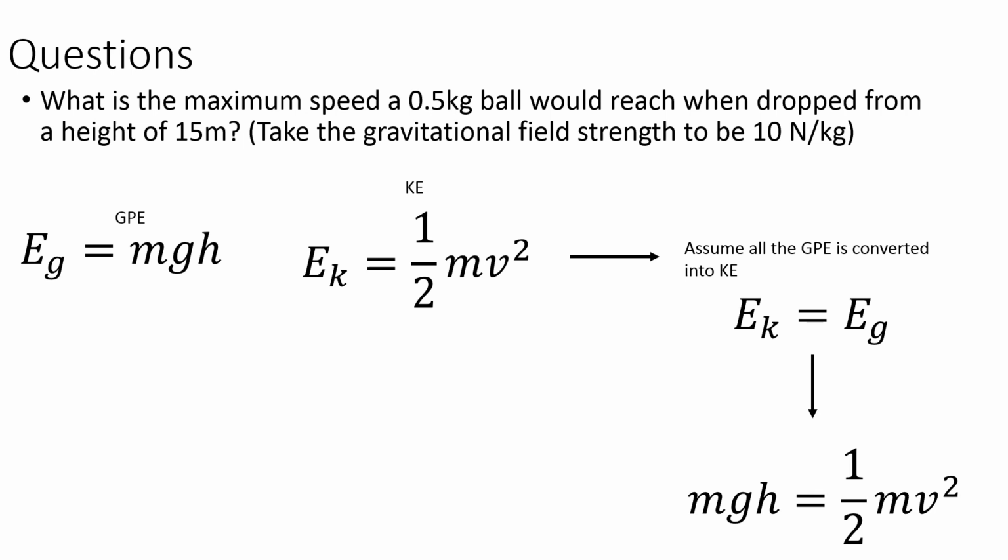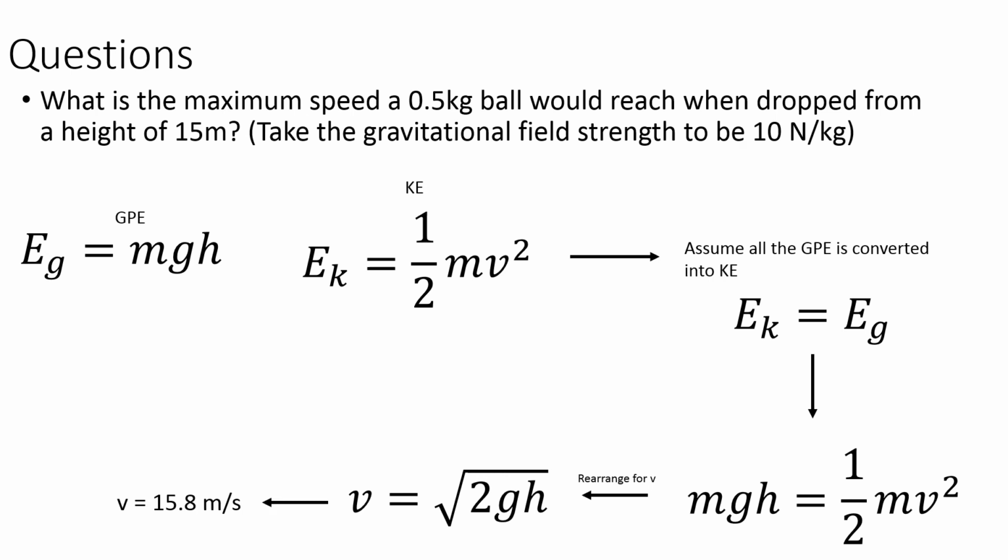mgh equals half mv squared. One key thing that we can see there is that m appears on both sides, so it's essentially useless in this equation. We can cancel that out when we rearrange it, which we are going to do. We're going to rearrange for v, or speed. So that gives us v equals the root of 2 times gravitational field strength times height. And from this, we just plug in the numbers, and we get 15.8 meters per second.